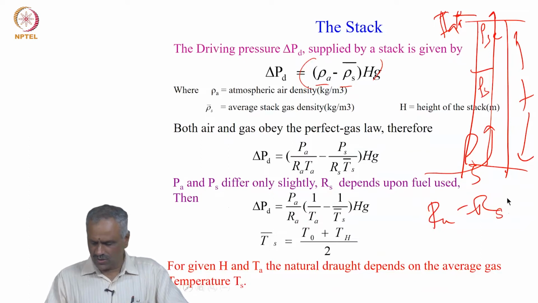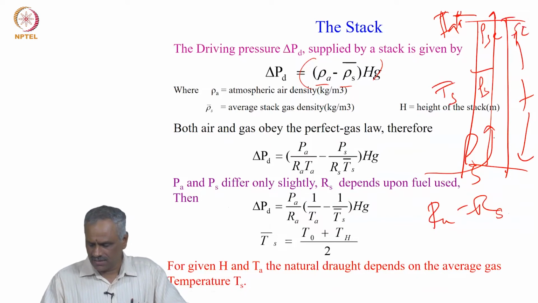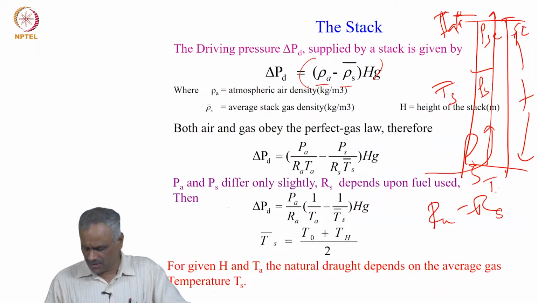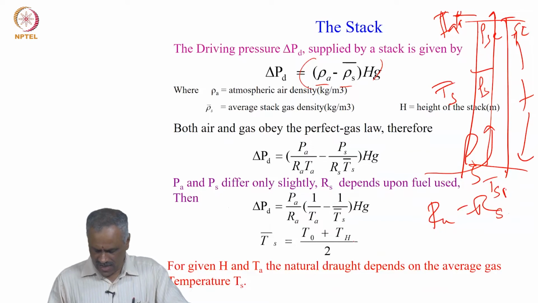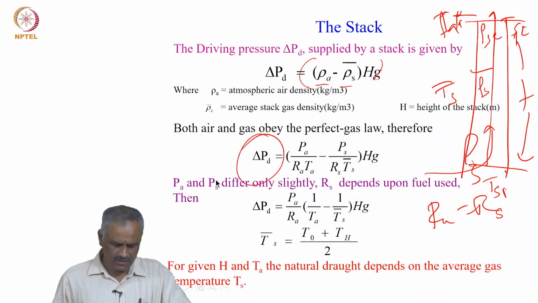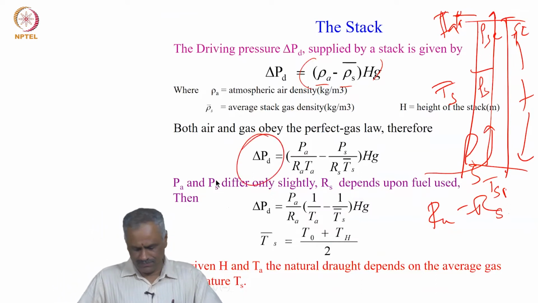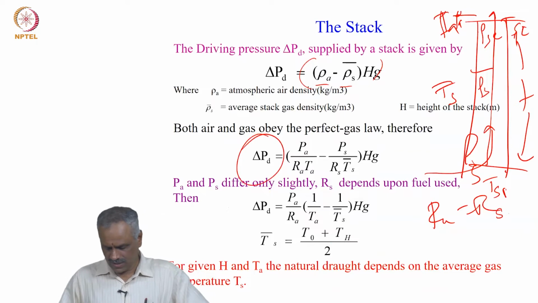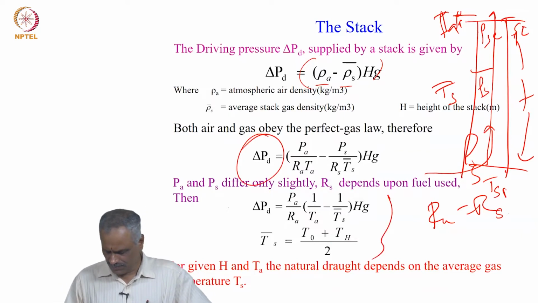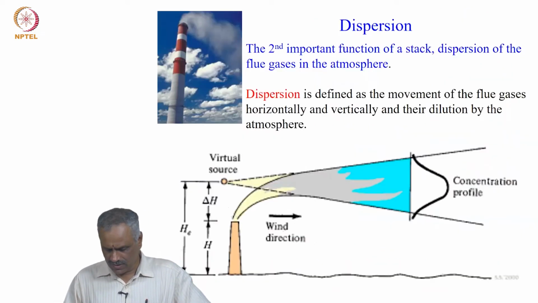So, generally you assume the temperature of the stack as the average of the temperature of the stack at the exit and the temperature at the entry, in and out, and you take the average of that. Then substitute that and find out the driving pressure in the stack. That is a simple equation.